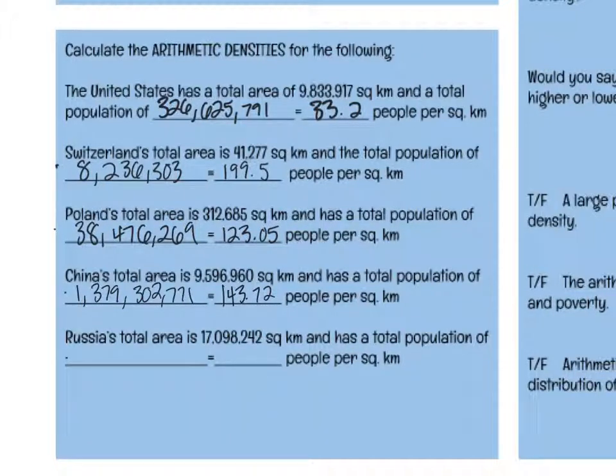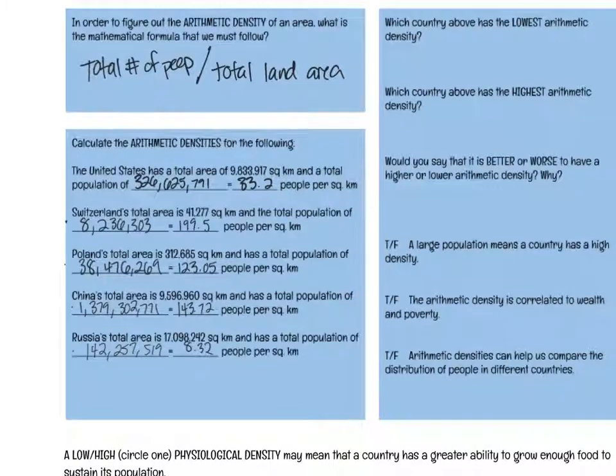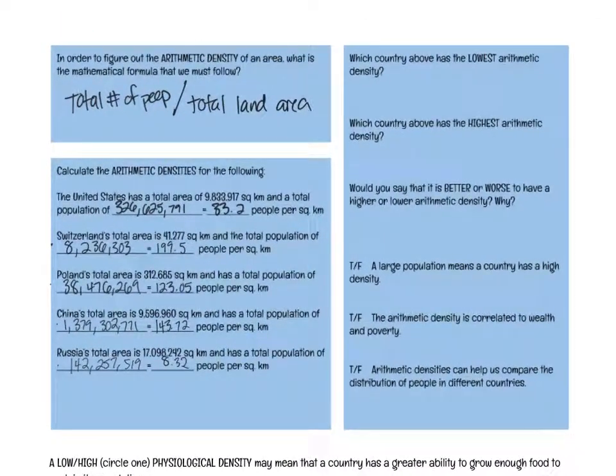And then Russia? 142,000,000. Thank you. 57,519. Okay, and then the people per square mile? 8. Yep. 8.32.